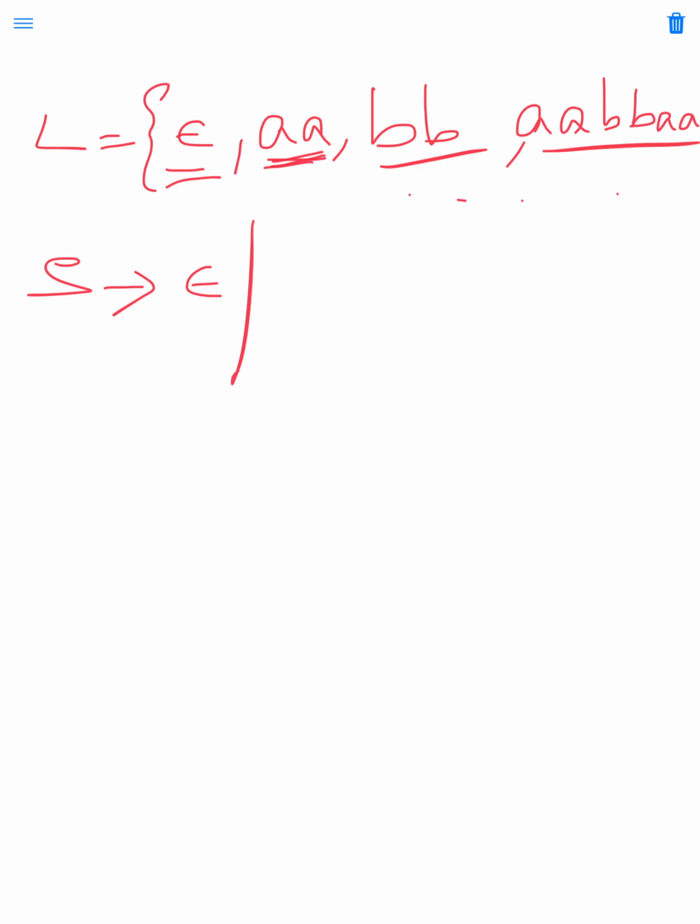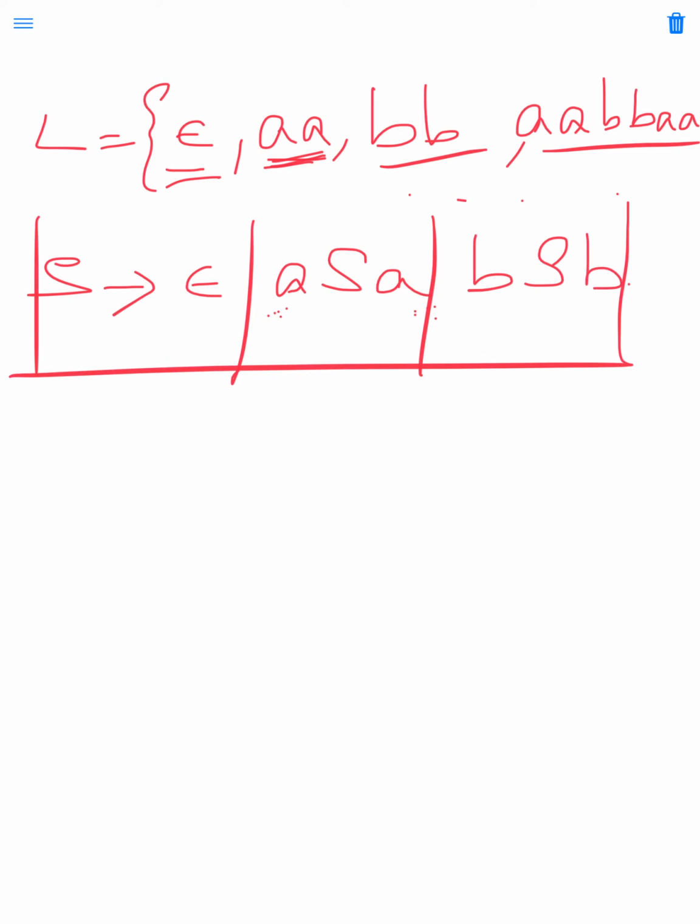Then A S A, for reading the same input A from left and right. Then B S B. So this will be the resulting grammar to accept the set of all even numbered strings that are palindromes. Okay.